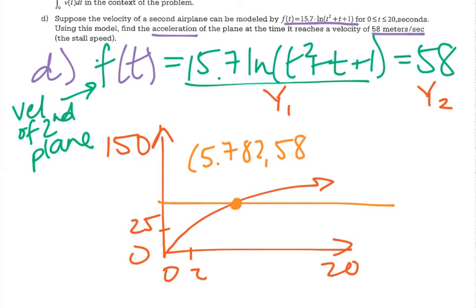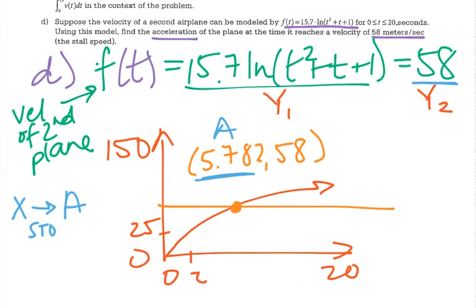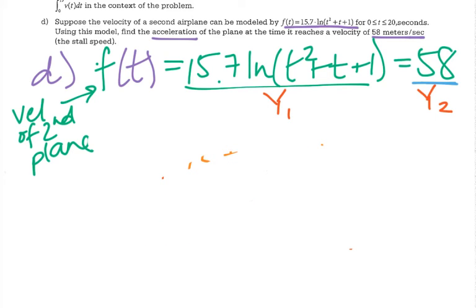5.782. Now, this is a value that should be saved as a letter on your calculator. So I'm going to store this as A. As a reminder, you do that by going to your home screen and typing X, store, so the store button, and typing A. Okay, so now that I know when the second plane reaches a velocity of 58, I can find the acceleration of the plane at that time. Okay, let's erase this graph so there's room to find the derivative.